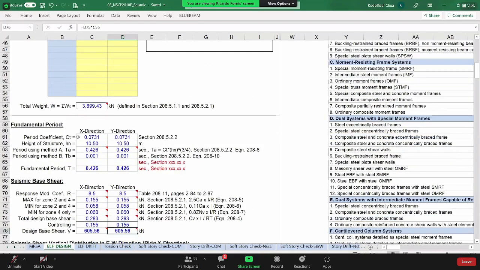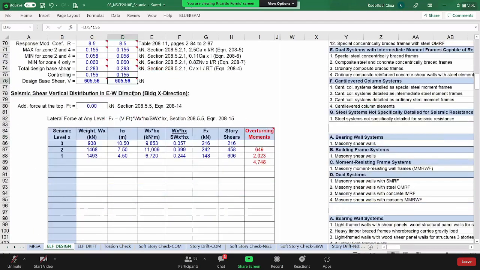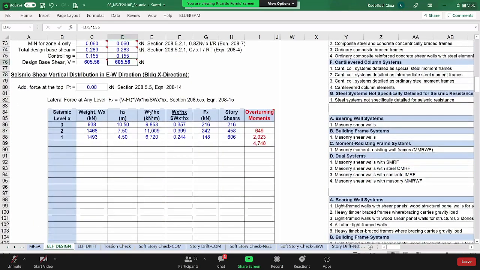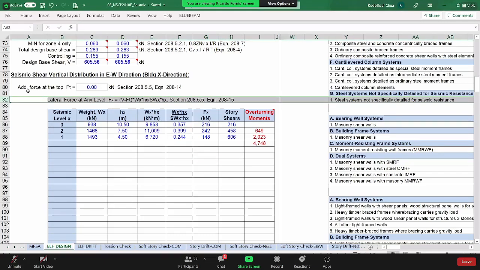And you can do that using this equation, weight times height. So first, what we will do is compute the additional force at the top, at the roof deck. And based on the calculation, we don't have any additional force. So your additional force at the roof deck is zero.